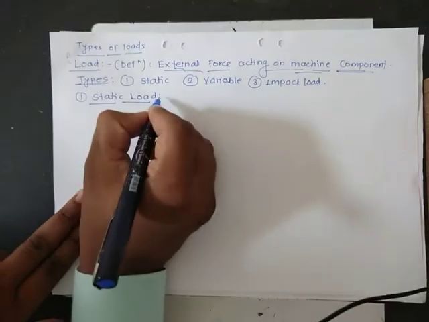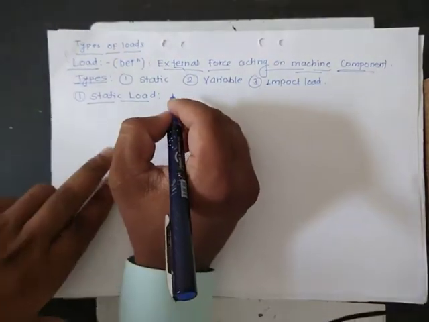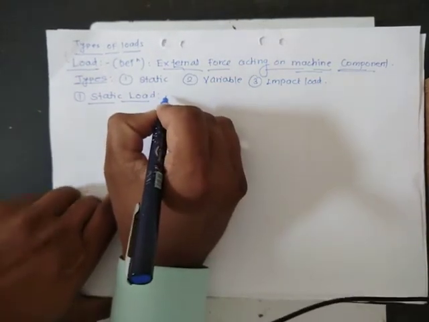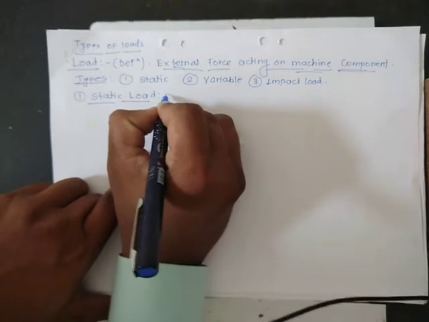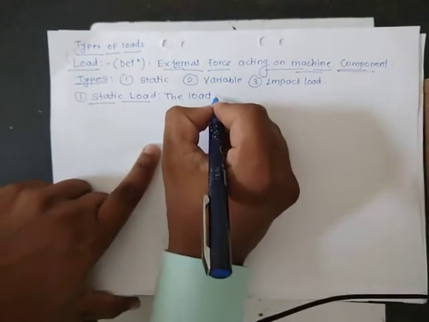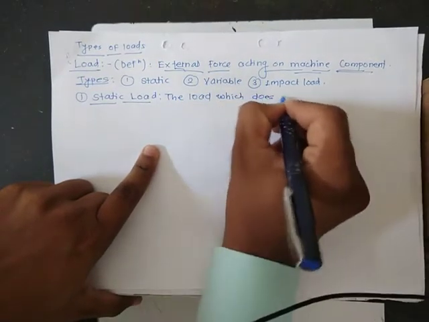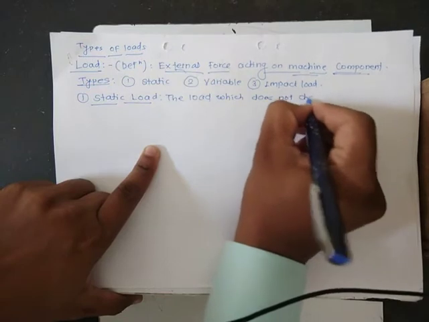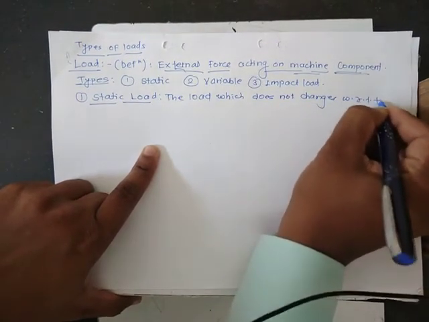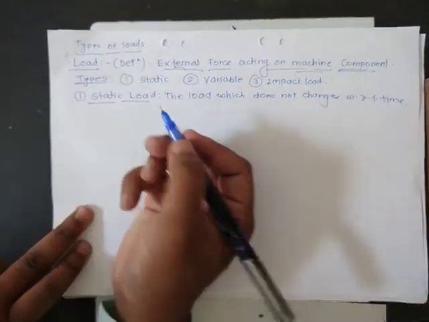Static load, from the name itself you can identify what type of load it is. The static load is the load which is stationary, that does not change. So we can define this load as the load which does not change with respect to time. Load that does not change with respect to time is called static load.